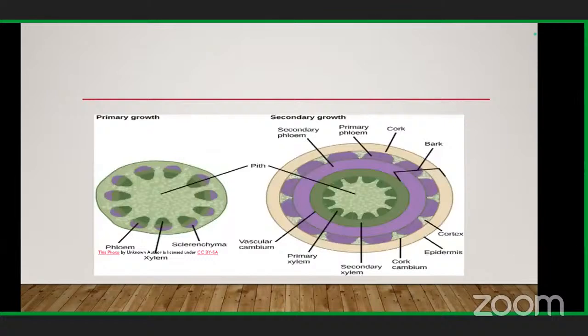This is the primary growth cell wall of the angiosperms, where you will see the phloem, the xylem, and the sclerenchyma cell. I have said that here you will also find secondary growth. So due to the secondary growth, apart from primary xylem and primary phloem, there is also secondary xylem and secondary phloem. Then there is cork, bark, cortex, epidermis. So it's a very complex structure in the angiosperms, like the stem.